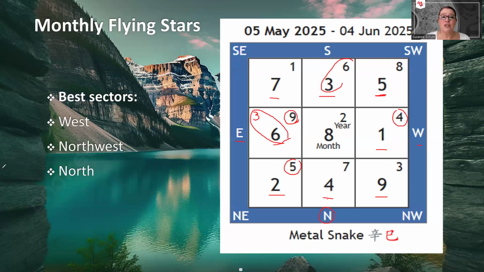All right, so this is what we can expect from a Flying Stars perspective for the month of May. Again, it starts on May 5th, goes all the way to June 4th. And again, don't be too afraid of the sectors that may not be that great. You can still use them, just avoid the activities that we've talked about.